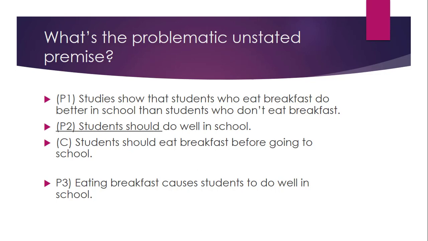So why this is a problematic unstated premise is that you need evidence. You need some kind of studies showing causation, that eating breakfast actually causes students to do well in school. And without providing this causal evidence to back up the third premise, this argument in its entirety would not work. So if you just look at the first and second premise, it could be the case that students who eat breakfast do better in school as compared to students who don't eat breakfast.